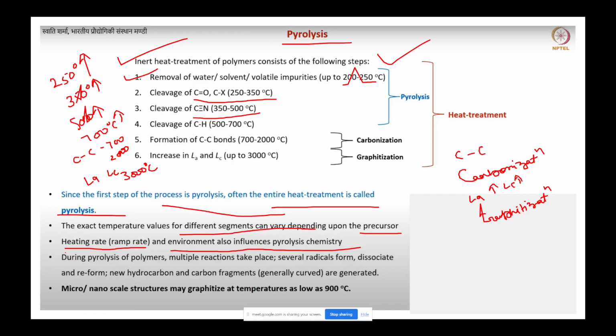And during the pyrolysis of the polymer, multiple reactions take place and several radicals will form. Some dissociation will happen, and then reformation will happen. Okay, and some new hydrocarbon and carbon fragments will be generated, and in micro and nano structure, many graphitize at temperatures as low as 900 degrees centigrade.